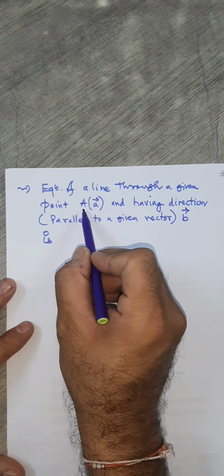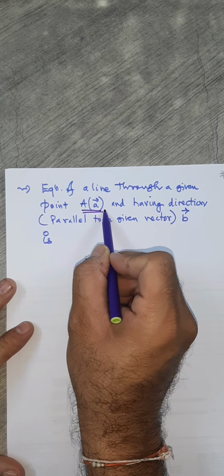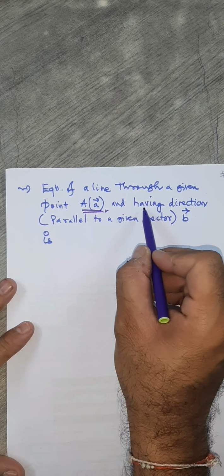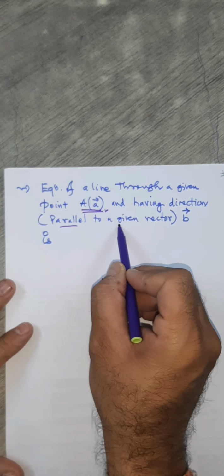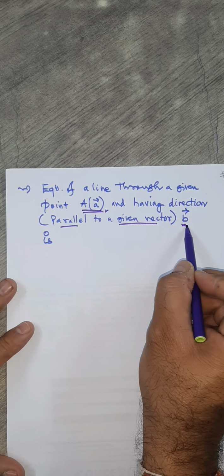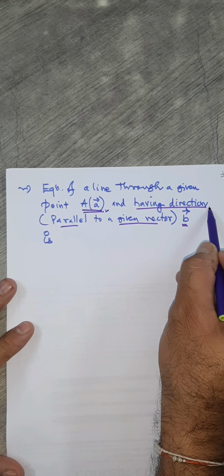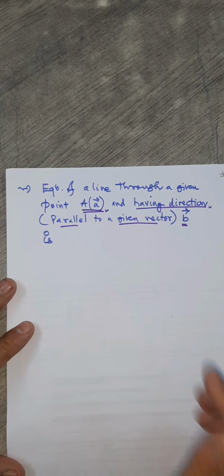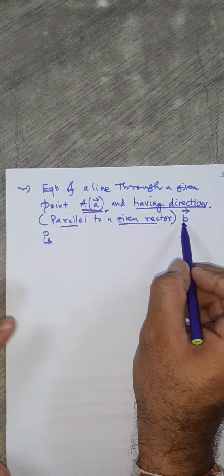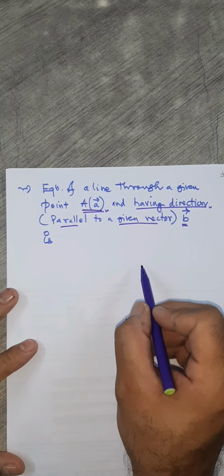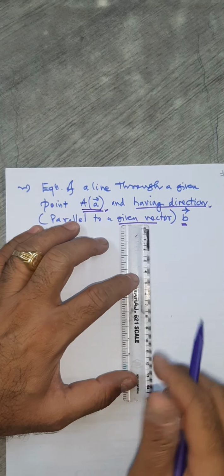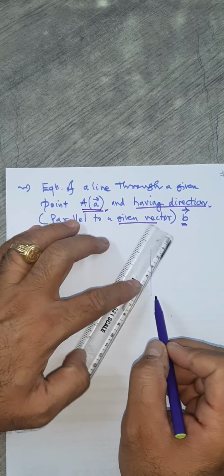What are we writing here? We are writing the equation of a line in R3. Remember, we are talking about space here. That passes through which fixed point? This vector A, and parallel to this vector B. That means having this direction, remember. What's the direction of this? That is vector B. So if I just show you here in R3, let me represent it in the Cartesian plane here.